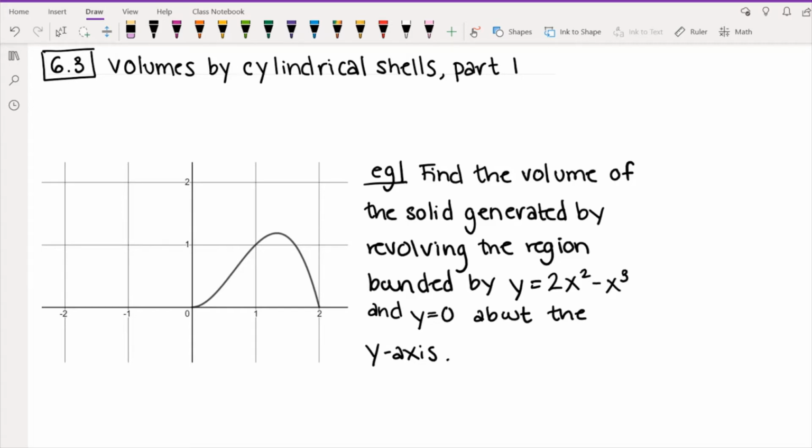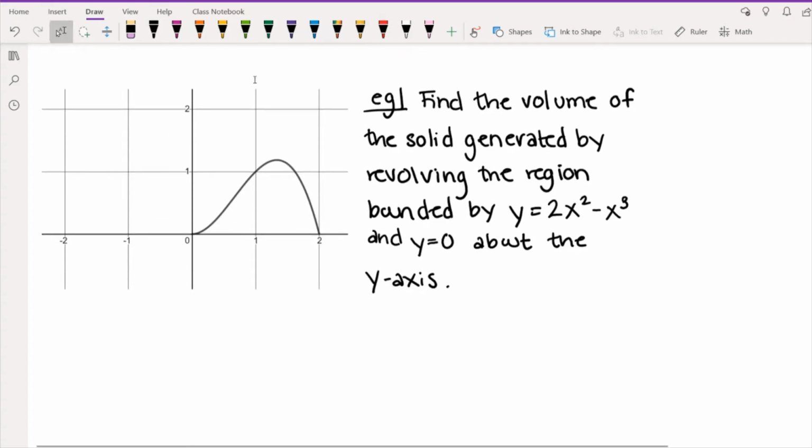This question is asking us to find the volume of the solid generated by revolving the region bounded by y is equal to 2x squared minus x cubed, and y is equal to 0, about the y-axis. By the way, this graph I have here is a portion. The graph actually continues, and looks kind of like this. But I just took the portion of the graph that we actually need, which is this part right here, because we're going to bound that up with y is equal to 0, which gives us this. And so this is the region we're talking about.